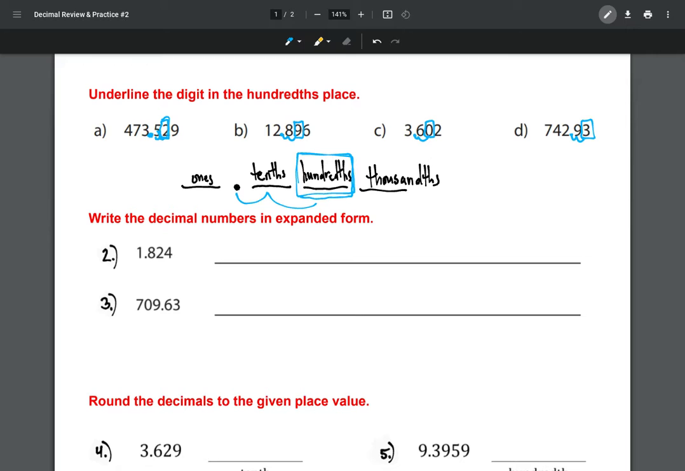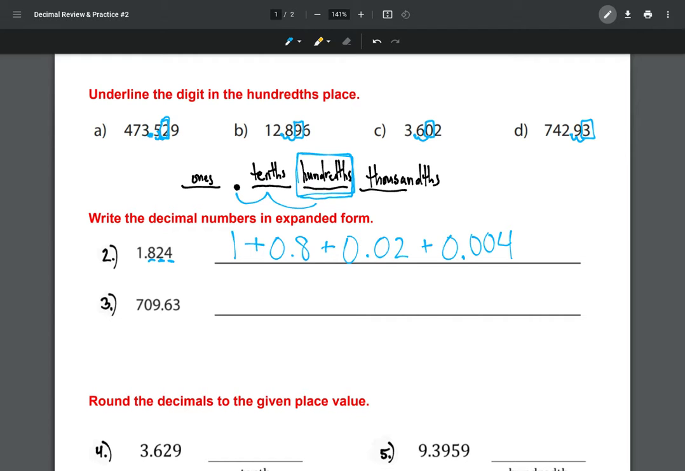In the second section, you're asked to write the decimal numbers in expanded form. So number 2 says 1 and 824 thousandths. We'll write 1 plus, there's an 8 in the tenths place, so we'll write 8 tenths plus a 2 in the hundredths place, so we'll write 2 hundredths plus a 4 in the thousandths place, so we'll write 4 thousandths.